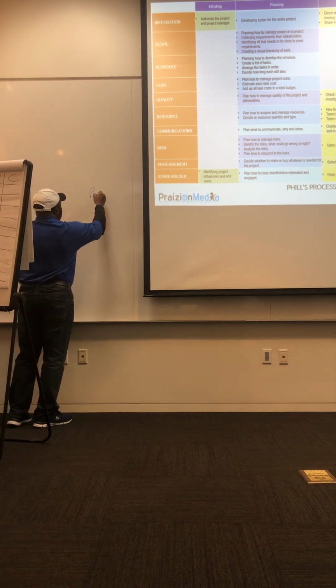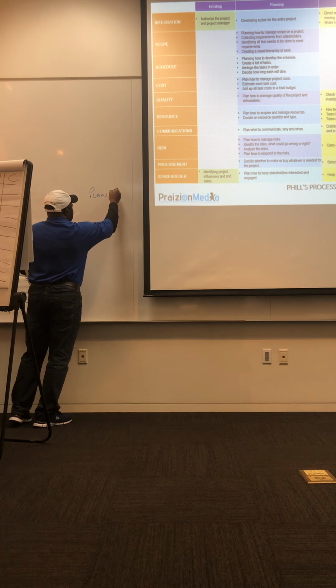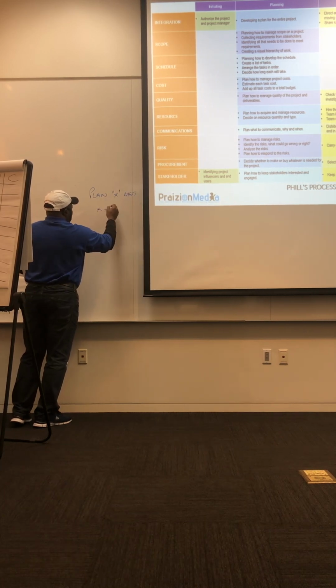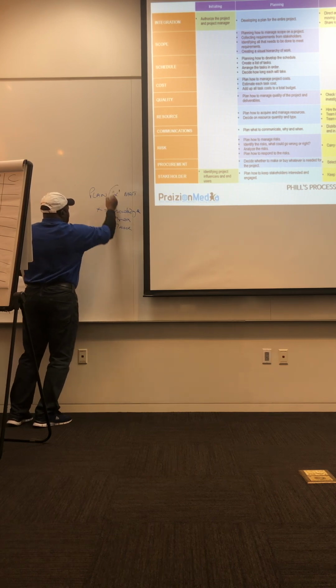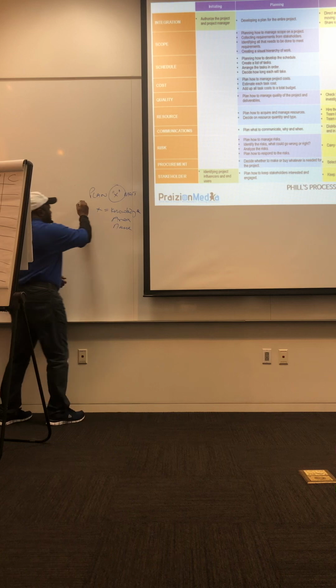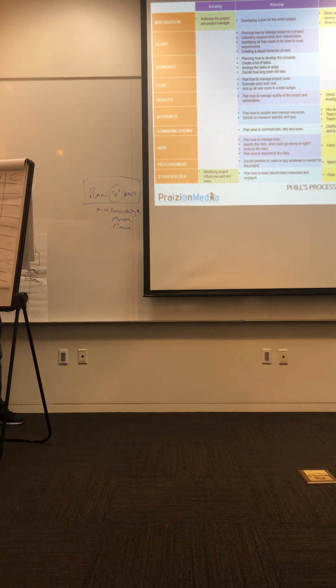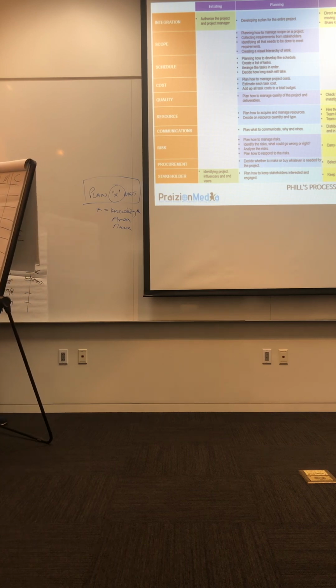Plan X management, where X is equal to the knowledge area name. We're just going to plug the knowledge area name into this configuration, and then we're going to have all those things you're looking at in your book, in your purple book.